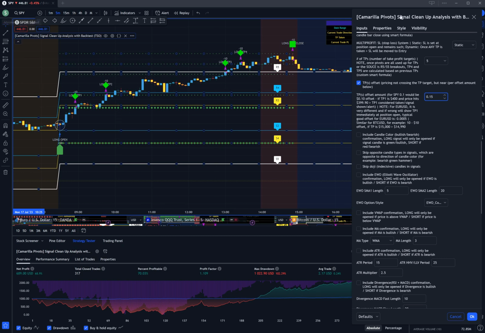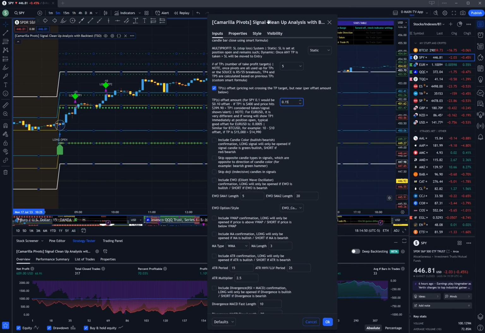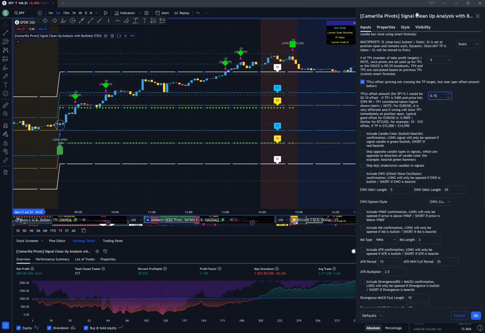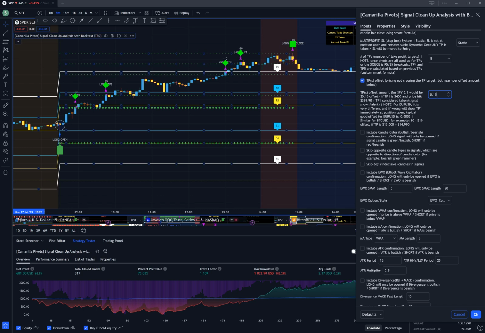For S&P 500, since right now the price is at $454, 10-15 cents is somewhere near the take profit, but not there. As for EUR/USD, it would make sense to make something like 0.0005. If you set it to 0.15 for EUR/USD, it's going to be a huge price jump, and it's not going to make any sense. Similar for Bitcoin, it would make sense to make it $5, $10, or even $50.